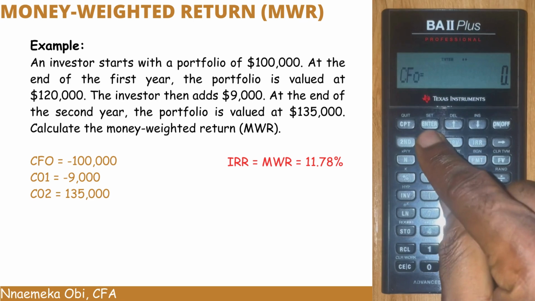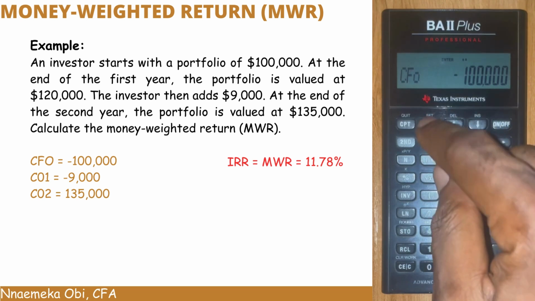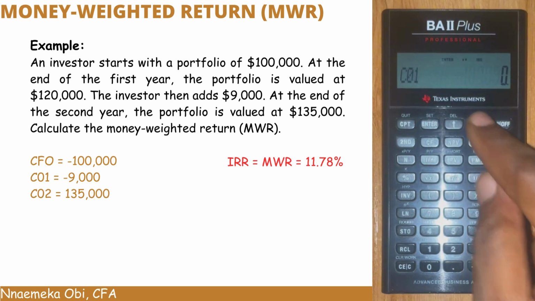So we'll press CF. Once we press CF, we'll press second function, then CE/C. So this clears the memory of the cash flow worksheet. So we can now start inputting our values. So the cash flow at time zero is minus 100,000. So we'll press 100,000. We'll press this plus or minus here to add minus. We'll press enter. We'll press arrow down.